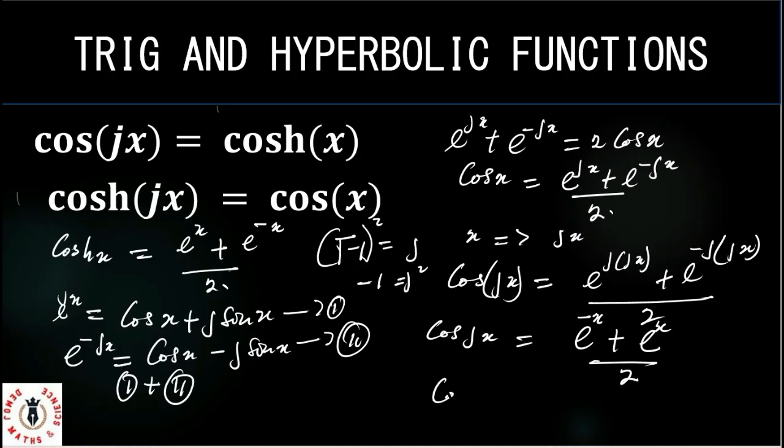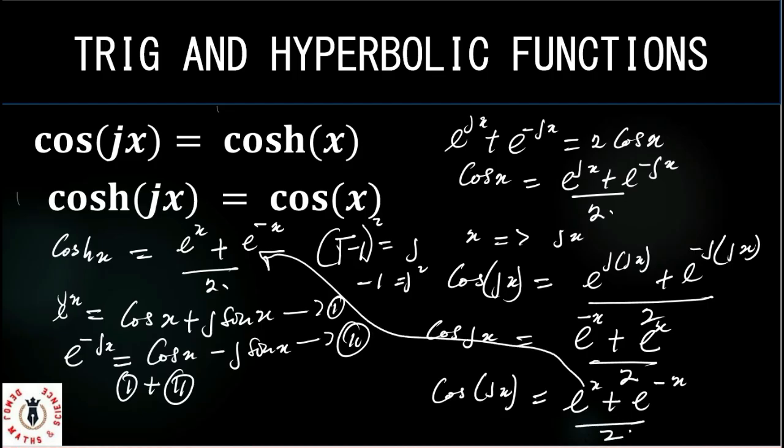Now, obviously, the cos of jx is the same thing as e raised to the power of x, I'm only rearranging, plus e raised to the power of minus x now over 2. Look at this, you see it's very similar to what we have here. So we've been able to establish that the cos of jx is the same thing as the cosh of x.